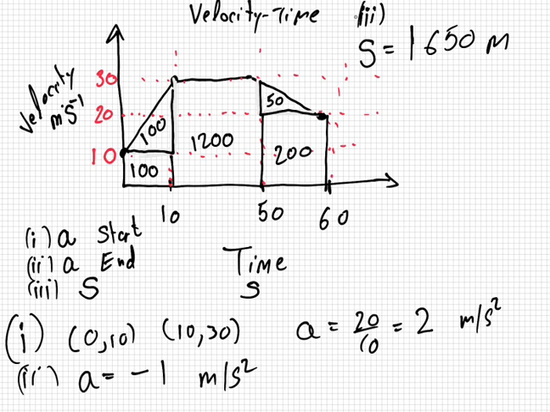Right, I'm going to go on to the next section now, which continues on from the formulas we did yesterday. Area is the distance on the graph. The area on the graph is the distance travelled by the object.